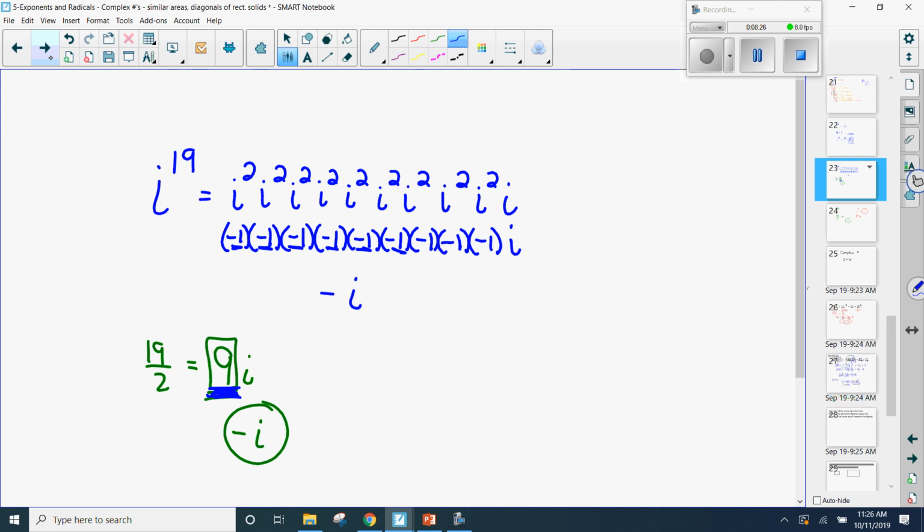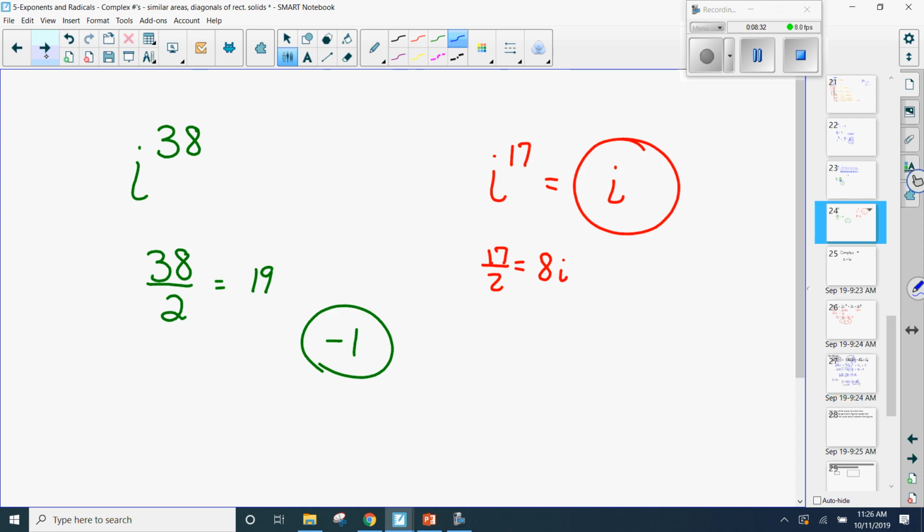So we said the shortcut. Take 19 divided by 2, that gave you 9. You get that. Then we went through these examples. We said, what if it's i to the 38th? 38 divided by 2 is 19. There's no remainder, so it's either going to be 1 or -1. If it's an even exponent, your answer will be 1 or -1, depending on what half of that is. Half of that is an odd number, so it's -1. i to the 17th. 17 divided by 2 is 8. You have 1 left over, which is the i. 8 is an even number. You have 8 -1s that you're multiplying together, which is going to be positive 1i.